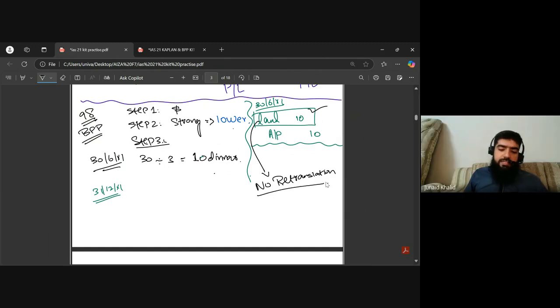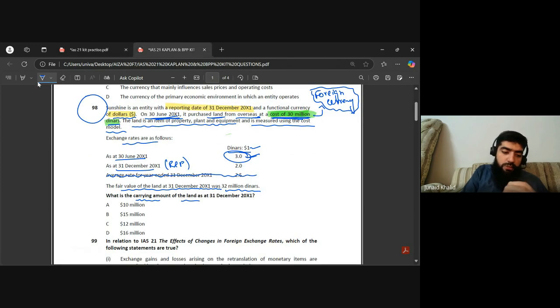Right. The second important thing is that the company is using the cost model, so it means it will not be recorded at its market value. So the fair value that is given at the end of the reporting date, we are going to ignore it. We are not going to record it.